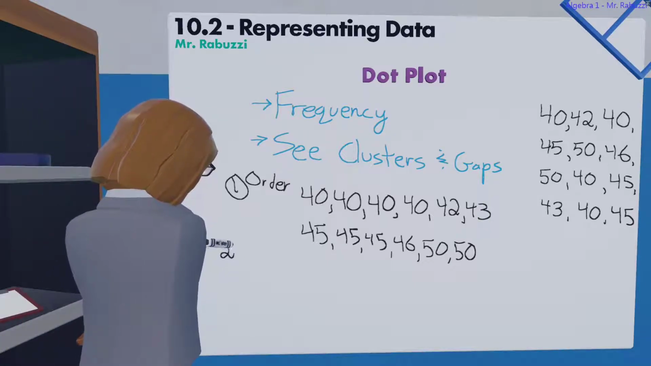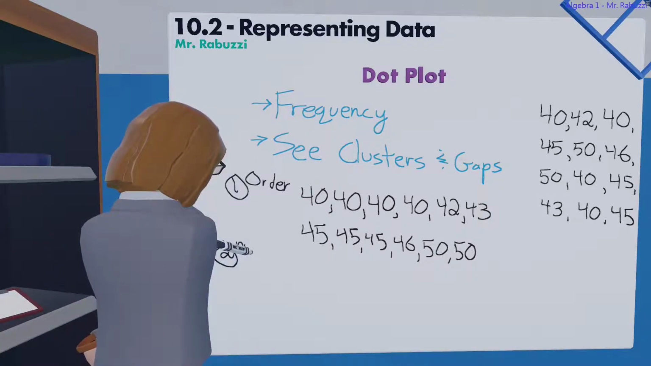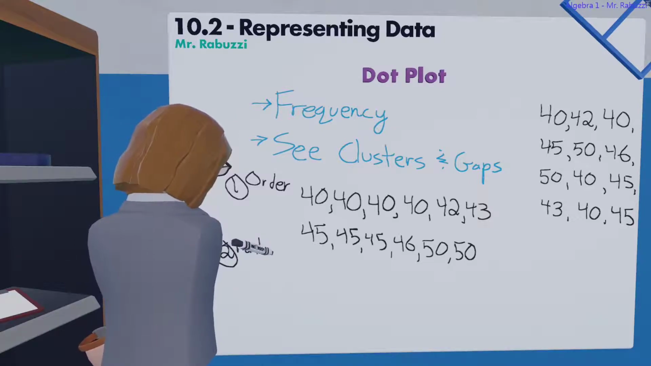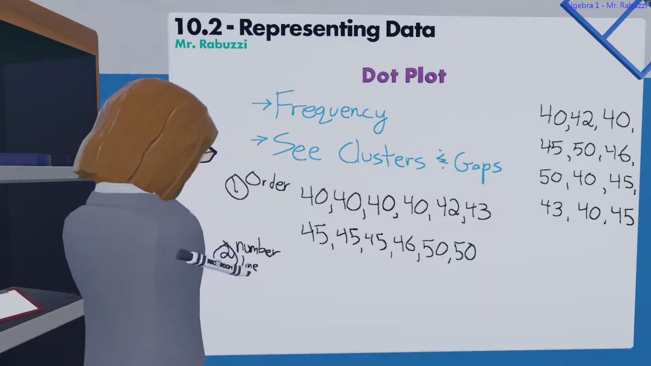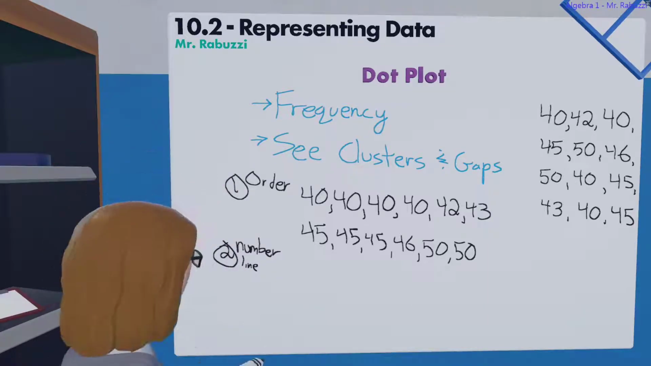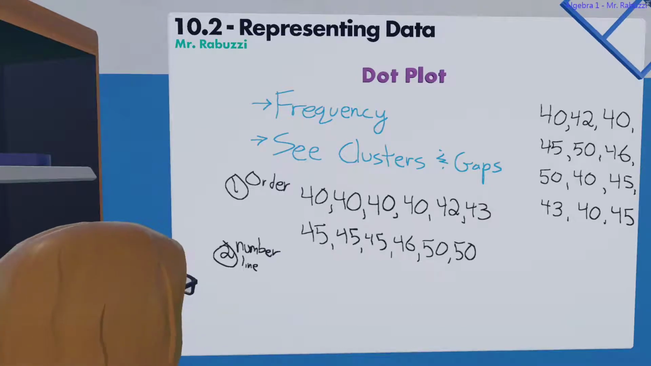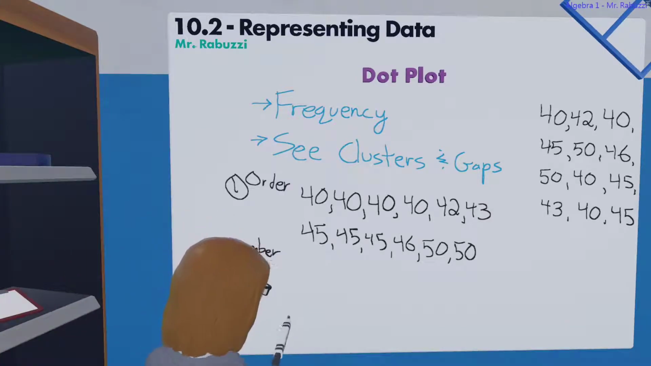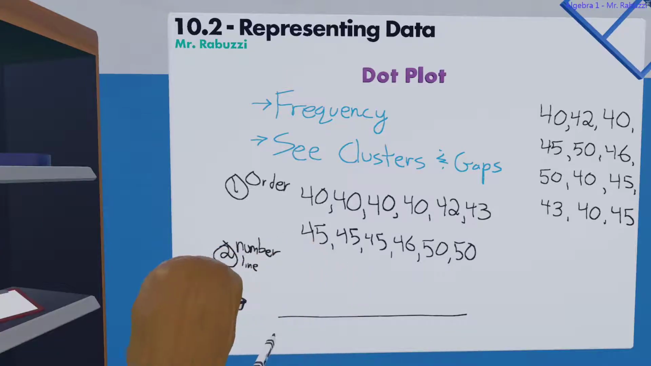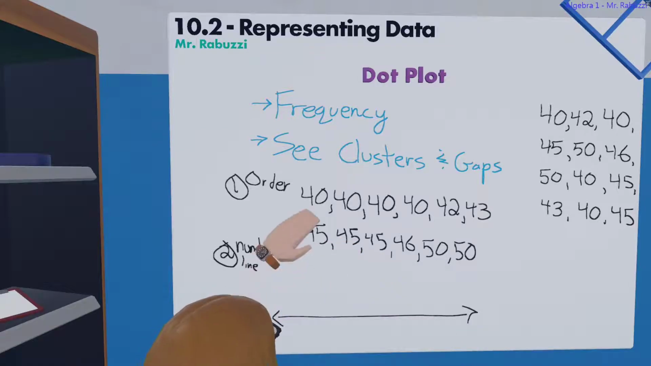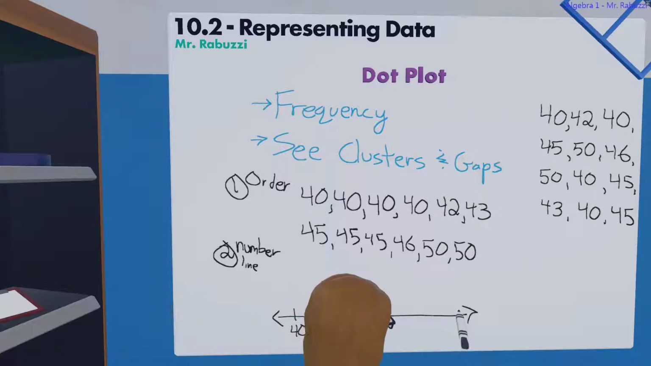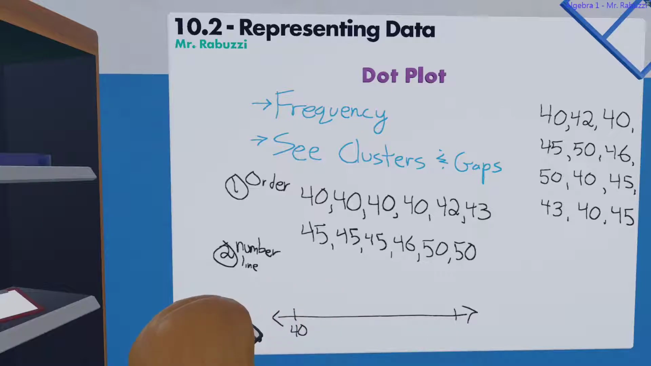Then number 2 is a number line. Somebody's cranking something loud outside. Okay. So on the number line, we're going to draw our line first. And it's easy. We start with our lowest number, which is 40. So the first tick mark we make is going to be at 40. And the last tick mark is going to be at 50.